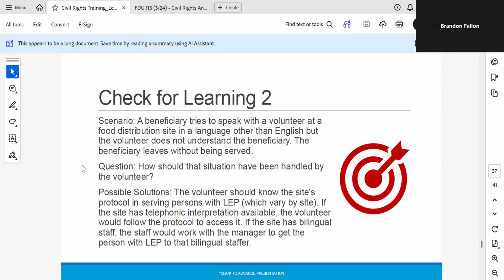Check for learning. 2. Scenario. A beneficiary tries to speak with a volunteer at a food distribution site in a language other than English, but the volunteer does not understand the beneficiary and the beneficiary leaves without being served. How should that situation have been handled by the volunteer? Possible solutions. The volunteer should know the site's protocol in serving persons with LEP, which varies by site. If the site has telephonic interpretation available, the volunteer would follow the protocol to access it. If the site has bilingual staff, the staff would work with the manager to get the person with the LEP to that bilingual staffer.